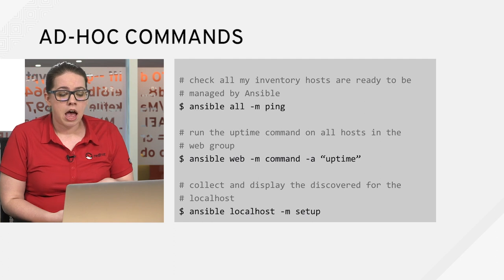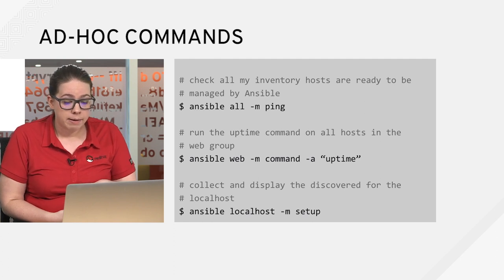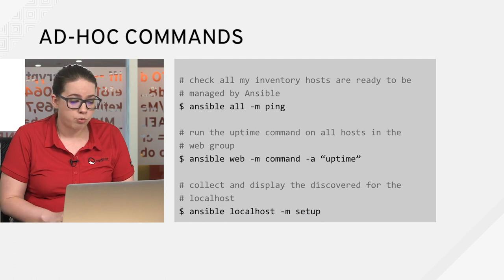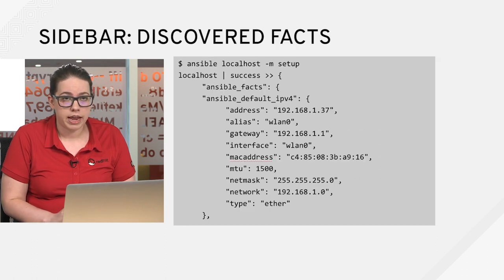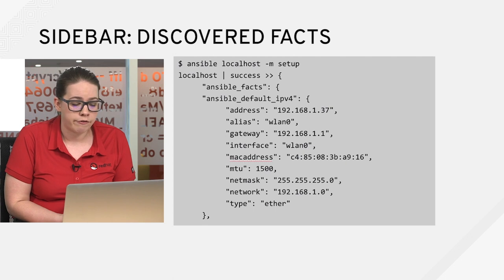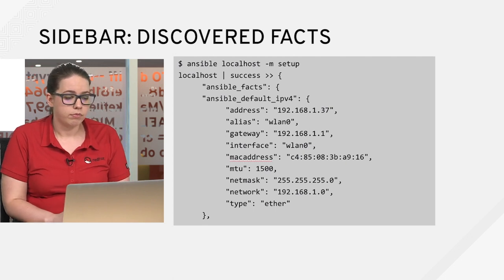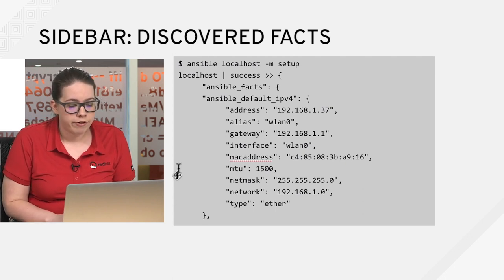And lastly, my last ad hoc command example, I'm just gathering some facts against my local machine, which would yield the following output. And this is basically just a small sample of what's gathered. So you can see here I have my Ansible fact tree, which is just showing the first dictionary of Ansible default IPv4 and the various things that come along with that.